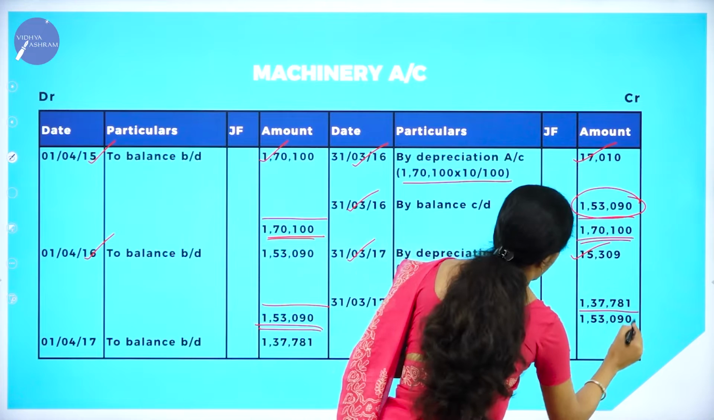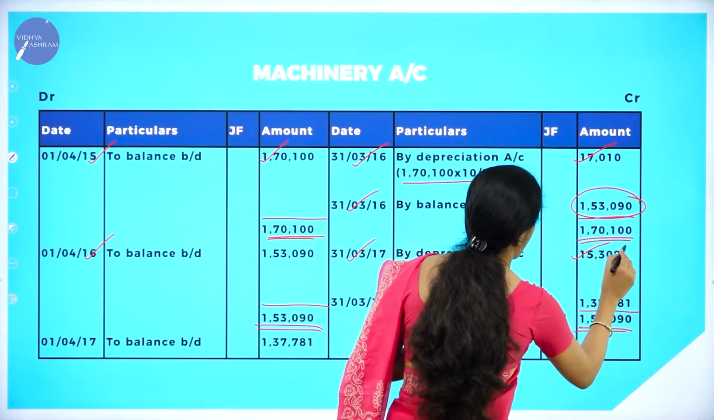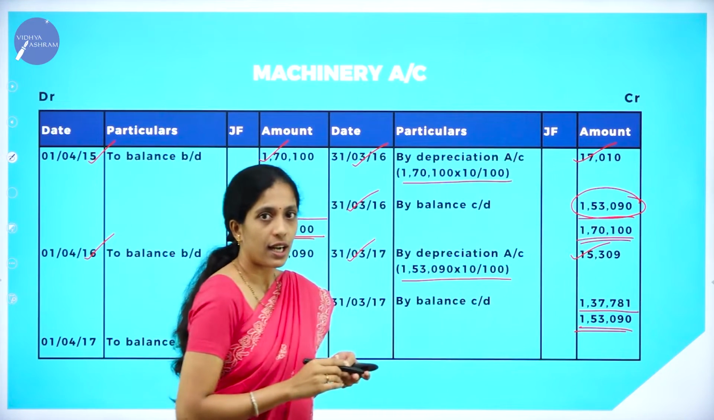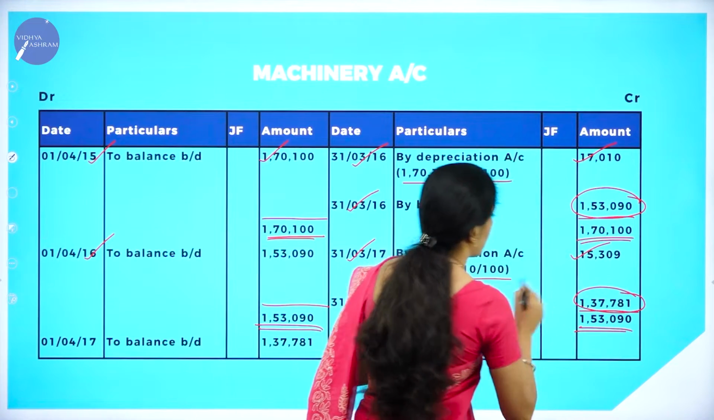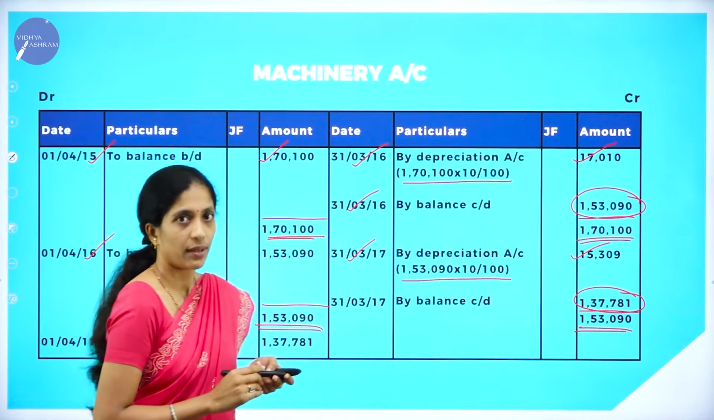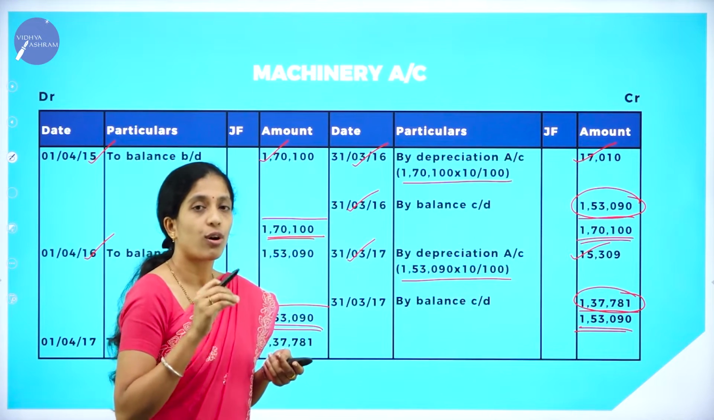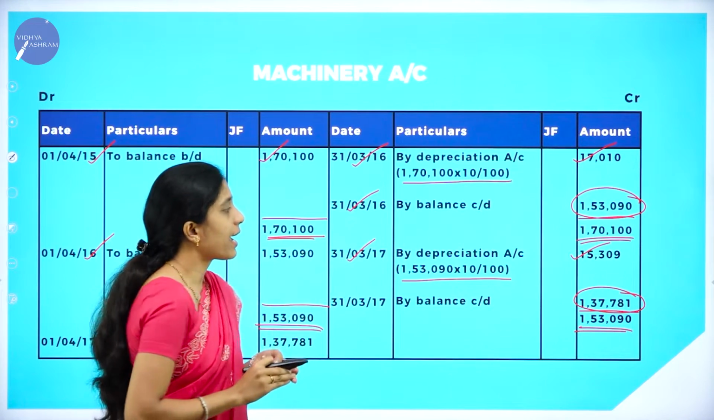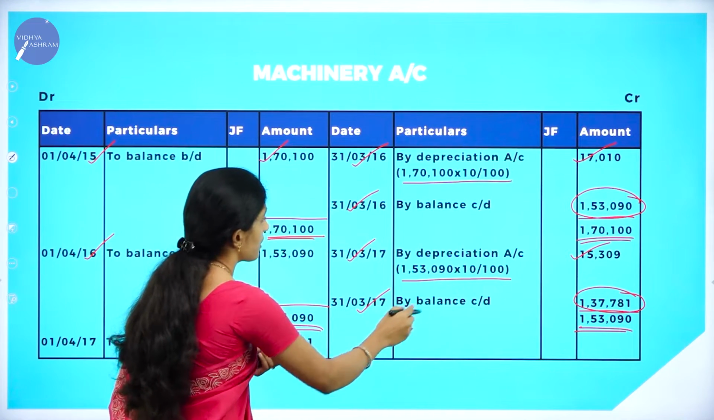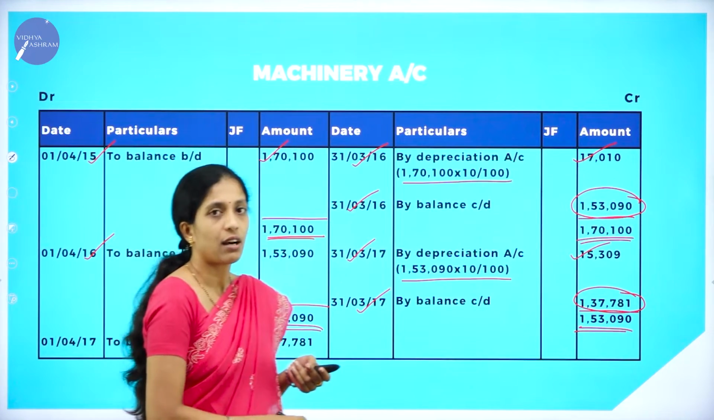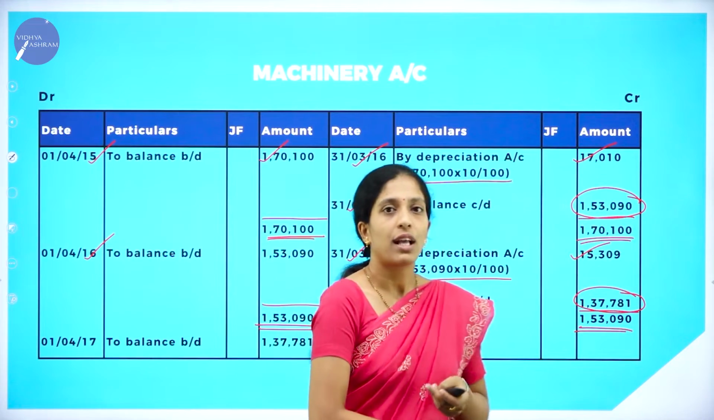Here also it is 1,53,090 minus 15,309. So you'll get a balancing figure of 1,37,781. It is the current value of an asset, 1,37,781. So 31st/3/2017 by balance carried down. So you have to carry down that balance.